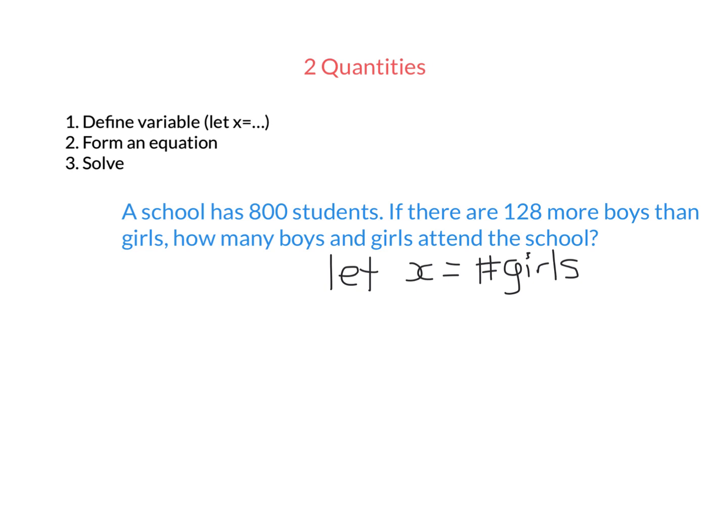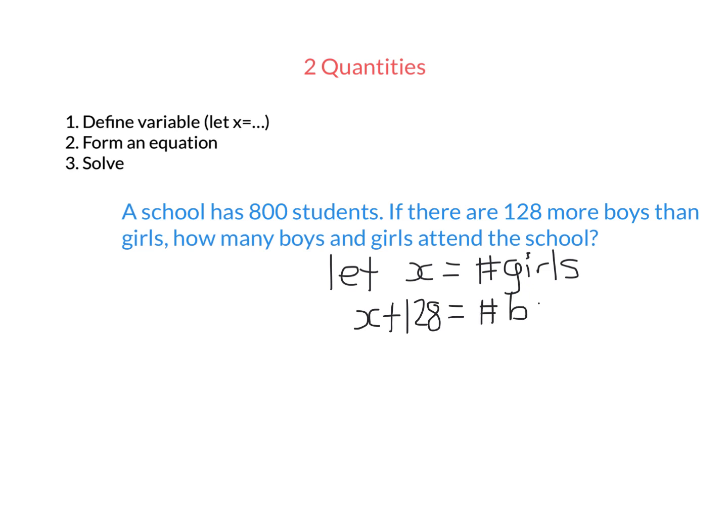We don't want to use a second letter. We don't know how to solve equations that have two letters, two pronumerals, two variables. What we need to do is write the number of boys using an x, in terms of x. So if x is the number of girls, what would be the number of boys in terms of x? Well, the number of boys is the number of girls plus 128. It's 128 more than x, 128 more than the number of girls.